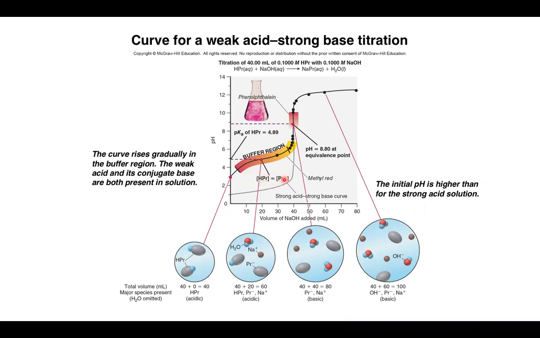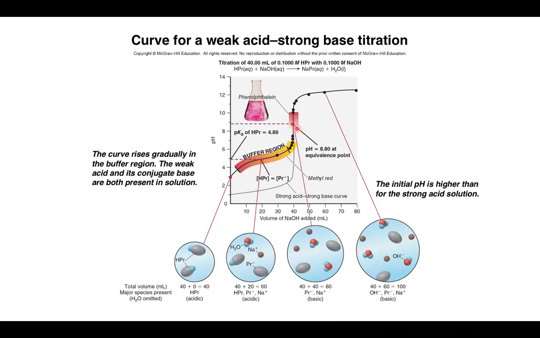So this propanoate and the presence of the undissociated propanoic acid creates a buffer-like system, which will ultimately cause the pH changes to happen slower. So the curve rises gradually in the buffer region. The weak acid and its conjugate base are both present in solution, and so we have a buffer region formed.